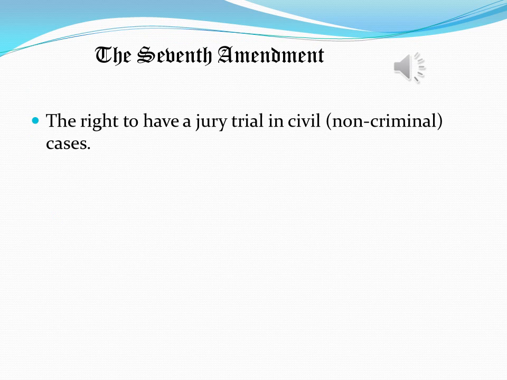Okay. The Seventh Amendment. I'm not gonna spend a lot of time on it. In fact, I'm gonna spend a very short time on it because the only thing you have to know about the Seventh Amendment is that it's talking about the right to have a jury trial in civil, non-criminal cases. When they're talking about civil cases, it could deal with contracts that were not fulfilled or something of that sort, but nothing criminal. So you have the right to have a jury in civil cases.